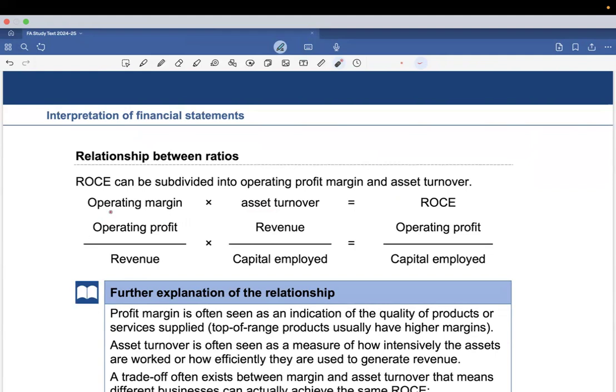Clear? So you know operating profit margin is equal to what? PBIT divided by revenue, right? Same way, asset turnover ratio is what? Revenue divided by CE, right? So if you just cut revenue off from both sides, what do you get? Operating profit divided by capital employed. So this is basically ROCE, that is PBIT by CE. So in a way, we can say that operating profit margin into asset turnover is equal to ROCE.